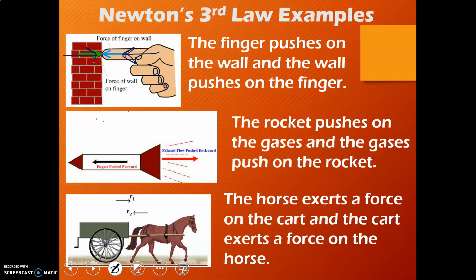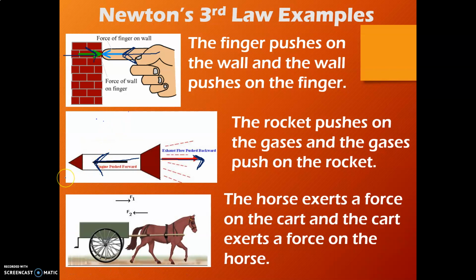We have a rocket. So the rocket pushes gases outward. So here's our exhaust flow, and it's being pushed backward or to the right. And then that helps the engine be pushed forward. So we have equal forces, one going to the right, one going to the left, and they are opposite. So the rocket pushes on the gases and the gases push on the rocket, and in this scenario, the rocket probably does move. But this is an example of an action-reaction pair. The action is the rocket pushing on the gases. The reaction is the gases pushing the rocket forward.